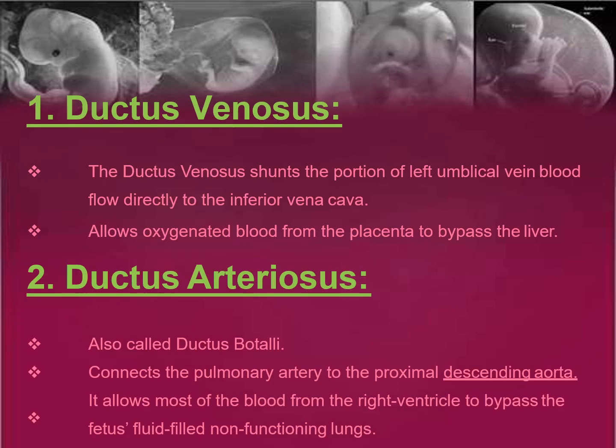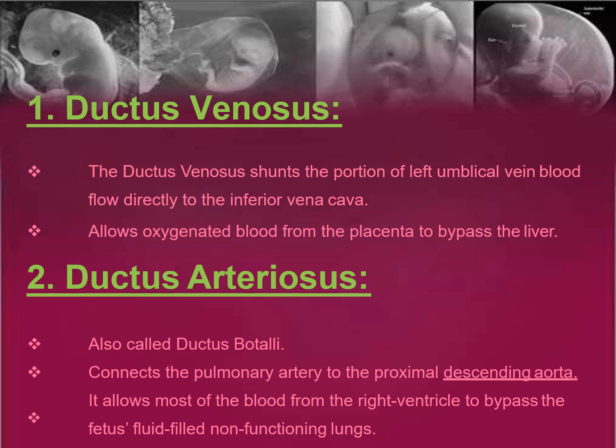This ductus venosus is a shunt between the umbilical vein and the inferior vena cava. So the umbilical vein, we know that it is with the oxygenated blood. So it allows oxygenated blood from the placenta to bypass the liver, and it will go directly to the right atrium of the fetus or fetal heart. So that is the function of the ductus venosus.